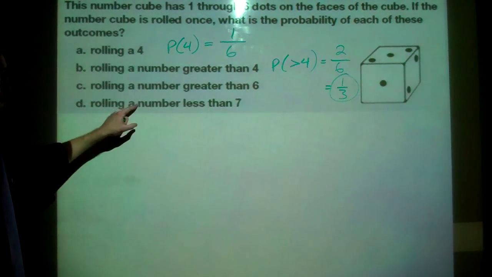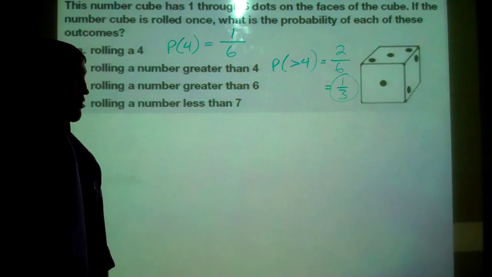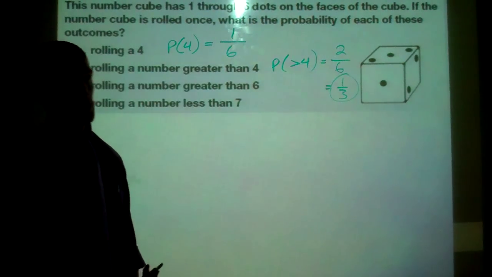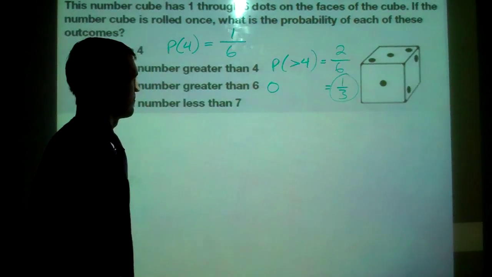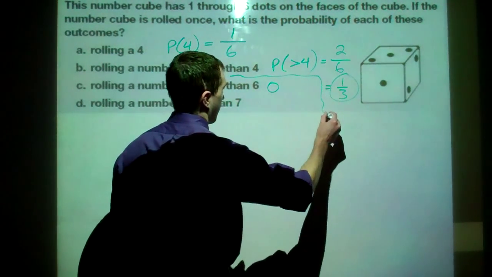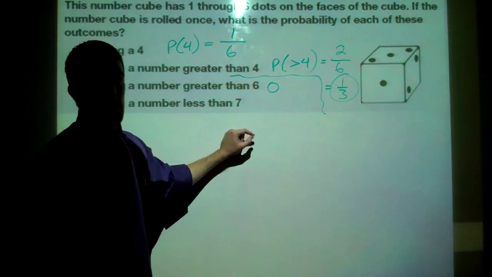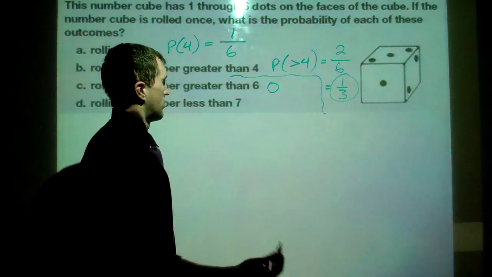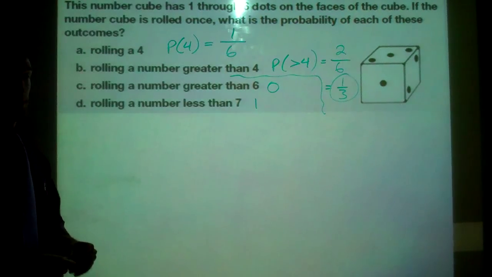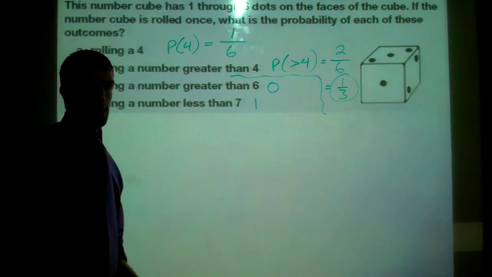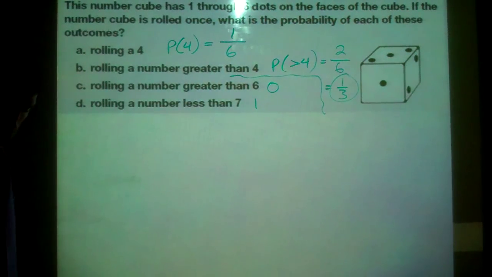Letter C, rolling a number greater than 6. How many numbers on a dice are greater than 6? There aren't any. So this has a 0% chance, or a 0 probability. Okay, and rolling a number less than 7. Well, all the numbers on there are less than 7. So this is a 100% chance. We give that a 1. So basically a 6 out of 6 shot, and we know 6 over 6 is 1. Okay? So those are those ones.